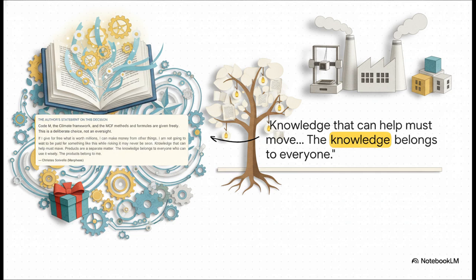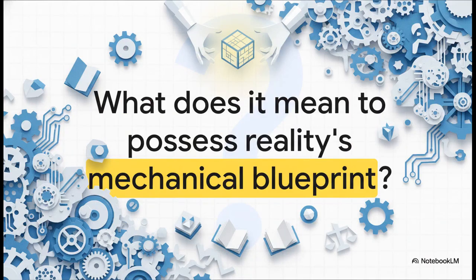There's a very clear line drawn between the knowledge itself, which is presented as something to be shared, and any actual products that might be built from it later on. And that leaves us with one final and pretty heavy question. This framework presents itself as the literal schematic for how reality is built. So, if a blueprint like that were ever proven to be true, what would possessing it actually mean? That's a question that goes way beyond physics. It touches on the very nature of knowledge, discovery, and our own responsibility.